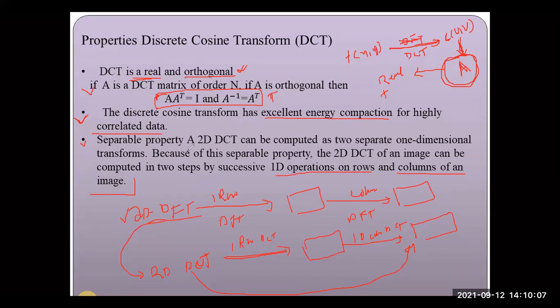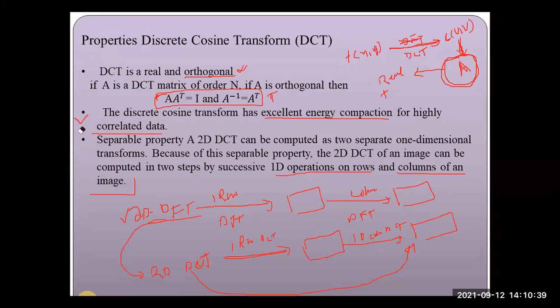Or you have to remember the mathematical formula for the two-dimensional DCT: how to obtain the DCT and how to obtain the inverse of DCT. Clear? Then we have discussed some comparison of images in terms of DFT and DCT. Then you just remember these properties related to the DCT. So, any questions regarding this?